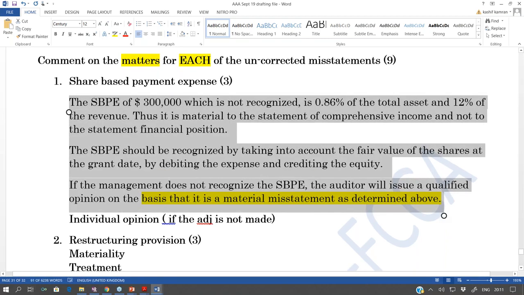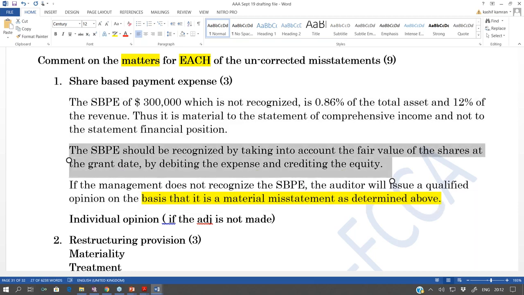First, the materiality, then the accounting treatment, and then the individual impact. Are you getting the track? Will you do the same exercise for restructuring provision, and for the allowance for slow moving inventory? The answer has already been shared. You will find the materiality, you will then comment on the accounting treatment, and you will then go down discussing the impact.